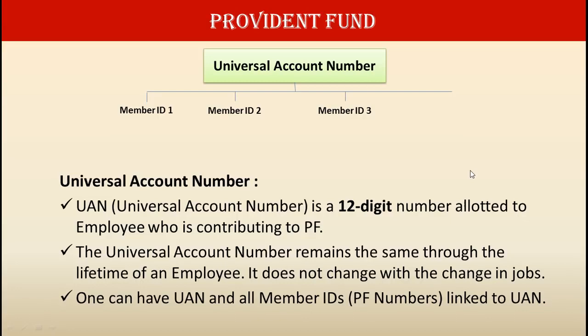So this is one of the most important points to note: all your PF numbers, that is, provident fund numbers, will be linked to your 12-digit Universal Account Number, and this is a very important number that you need to keep a note of, because it is quite helpful when transferring the provident fund or withdrawing the provident fund balance. So keep note of this, guys.